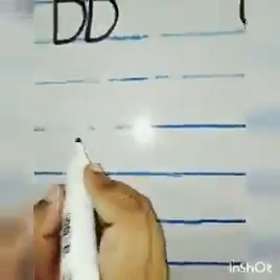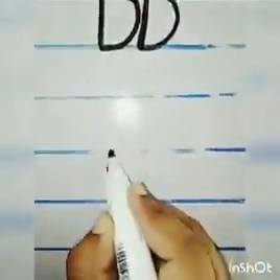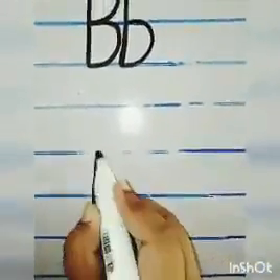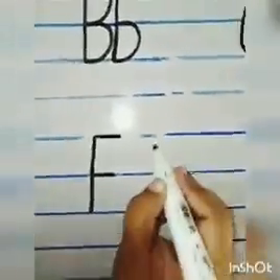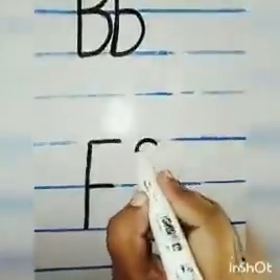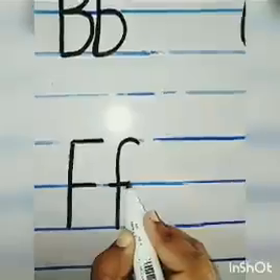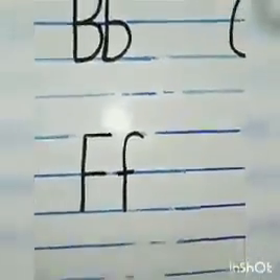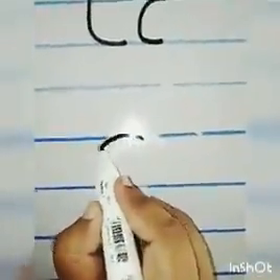Next is F. Straight line. Then two front lines, same like E. Next is F, F for fish. E, F, G. The sound of G is G.